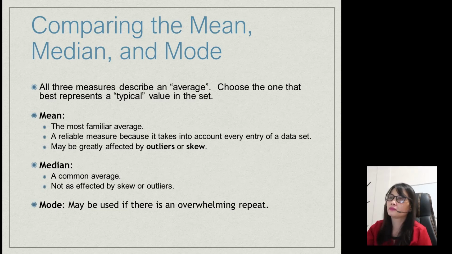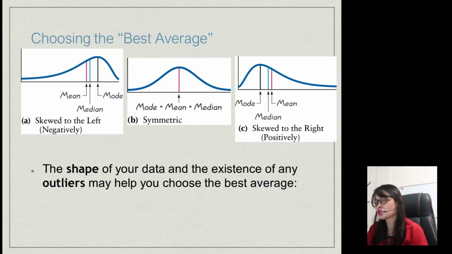So, choosing the best average. We have skew to the left: mean, median, and mode. Then symmetric, meaning that mode, mean, and median are the same. And then skew to the right, positively: mode, median, and then mean. We call this skewness. The shape of your data and the existence of any outliers may help you choose the best average. The best average, I think, is the symmetric.